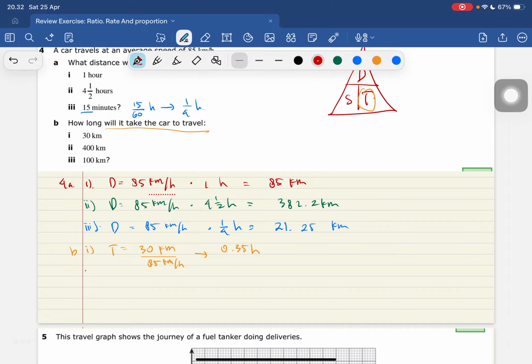Next, the second one, to find the time. So this is 400 km divided by 85 km per hour. So we got the time as 4.7 hours. Then 100 km. So the time is the distance 100 km divided by 85 km per hour. So we got the answer of 1.18 hour.